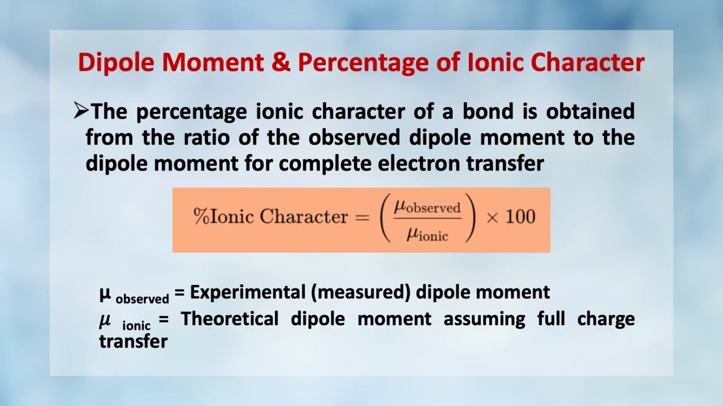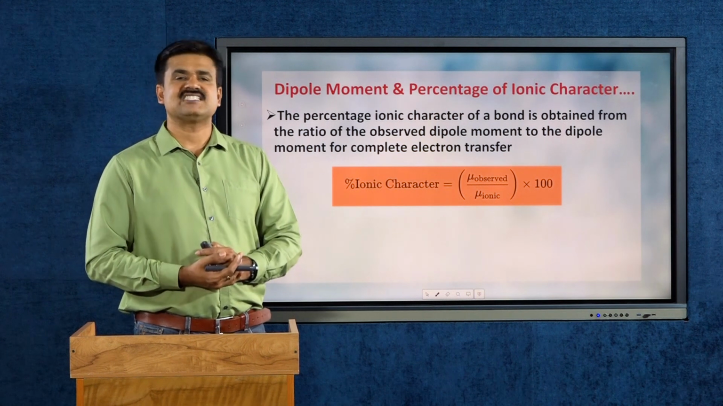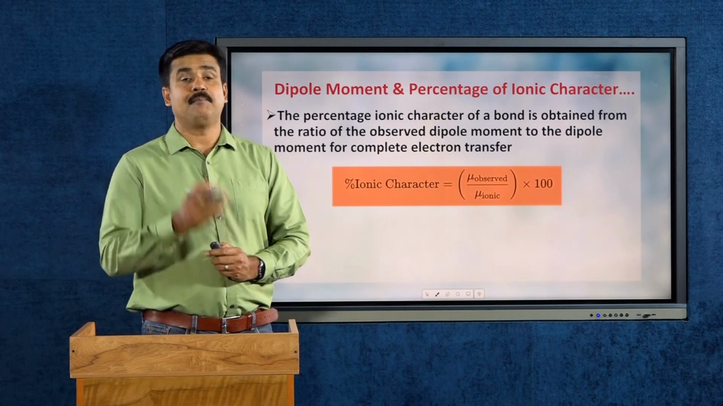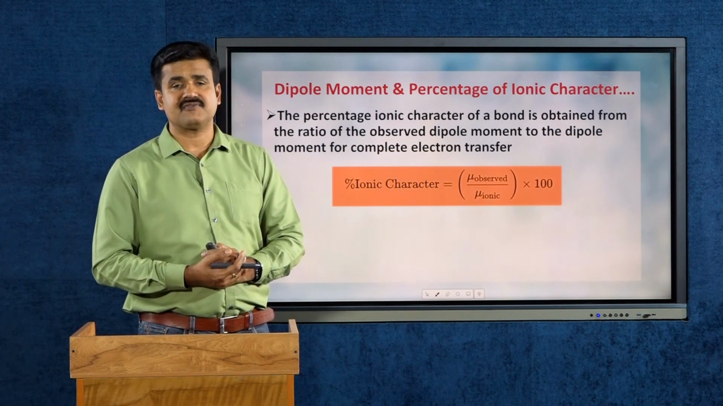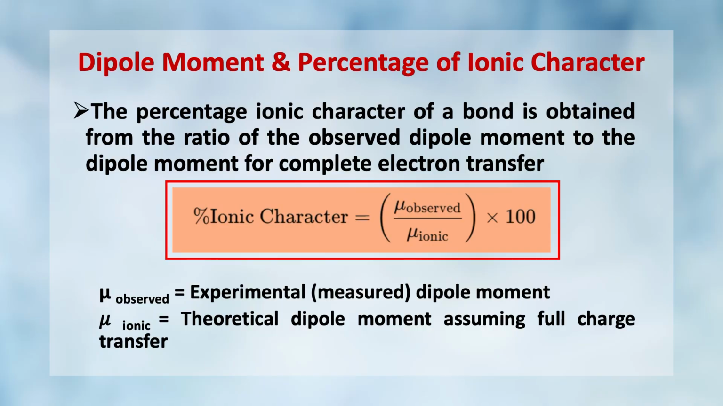The percentage of ionic character of a bond is obtained from the ratio of observed dipole moment to the dipole moment for complete electron transfer. This is the expression for determining percentage of ionic character from dipole moment measurements. See, percentage of ionic character equal to mu observed divided by mu ionic multiplied with 100.